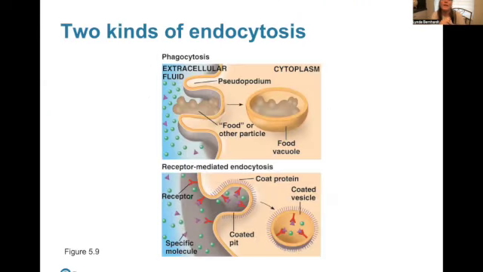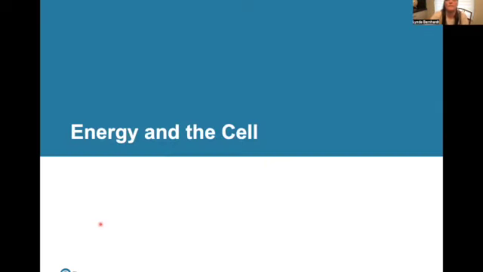So here we go. The top one, this one right here, this is phagocytosis. It just throws out these little pseudopods. Pseudo means false. Pod is for foot. So it's these little fake feet that come out and then pull it in with what it needs. So that is phagocytosis, pulls it in. Receptor mediated, it has these little receptors that are only going to react to very specific molecules. So when those molecules attach, then it closes up and pulls it in.